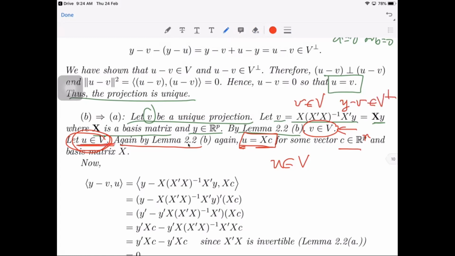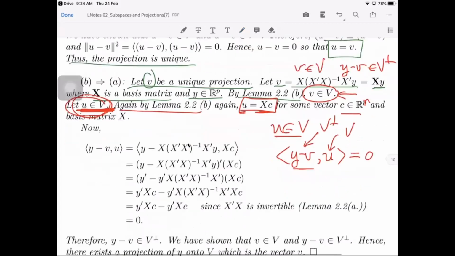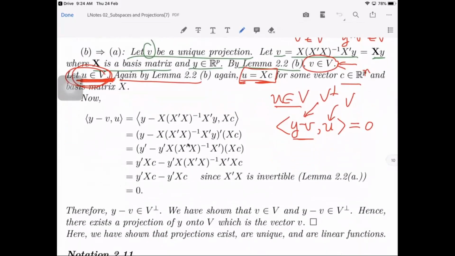So arbitrarily, mamili ta og another vector in V. Mankuhaon nato ang inner product sa Y minus V and U. So gusto nato na kini siya nasa B perp, man kini nasa B. So ang atong aim equal to 0 na siya para mahimo ni siyang nasa B perp. Okay, so let's look at this Y minus V and U. Okay, Y minus, how you define V and U.